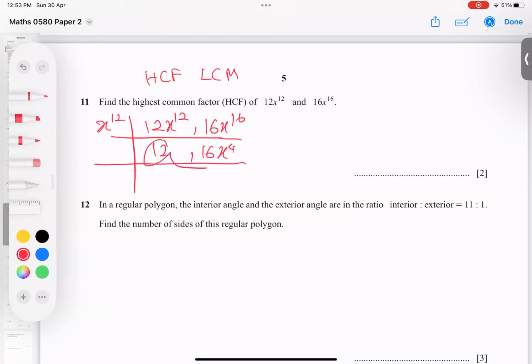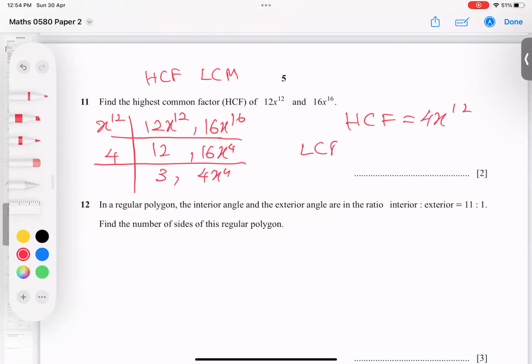Now 12 and 16 are divisible by the common number 4. 4 threes are 12, 4 fours are 16. We cannot take any further common factor from these two. So this is called the highest common factor, HCF. So HCF is very clear: 4 times this, so 4x to power 12.